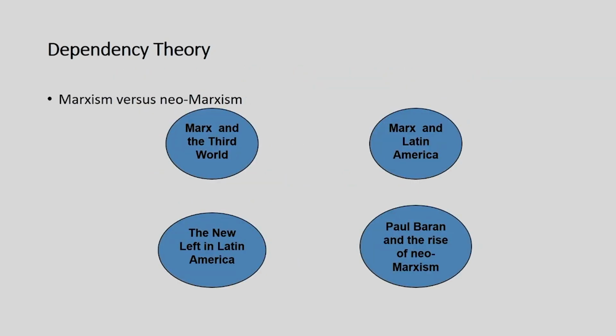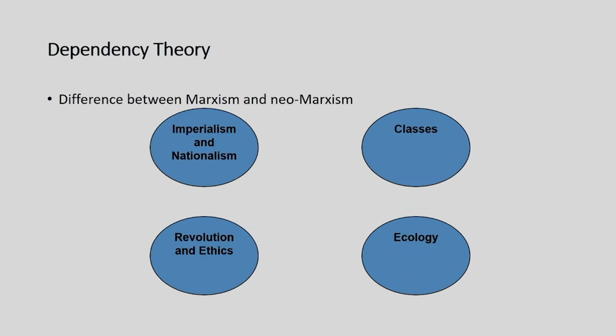And then we have discussed Marxism versus neo-Marxism, Marx and the Third World, Marxism in Latin America, the New Left in Latin America, and Paul Baran's concept of economic surplus, the way he tried to distinguish between actual surplus on the one hand and potential surplus on the other, and that led to the rise of neo-Marxism in Latin America. Then we have discussed the differences between Marxism and neo-Marxism from four vantage points, namely imperialism and nationalism, classes, revolution and ethics, and ecology.